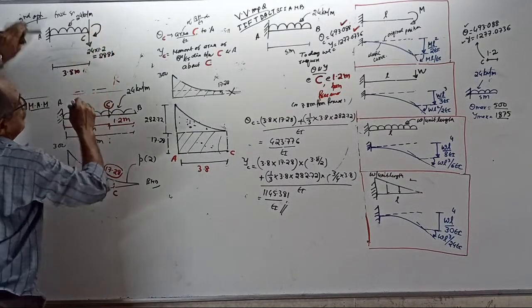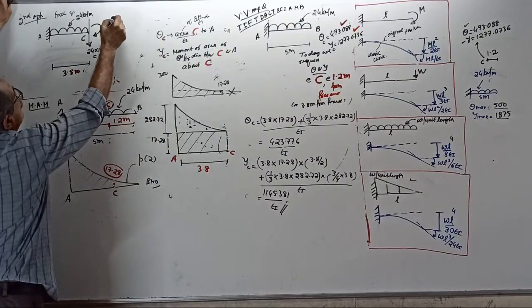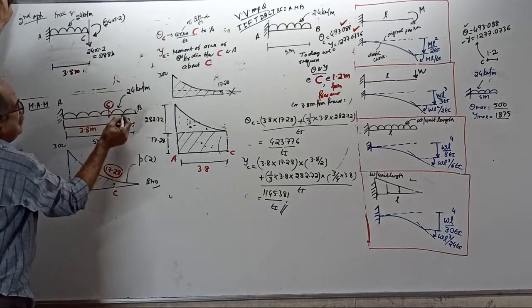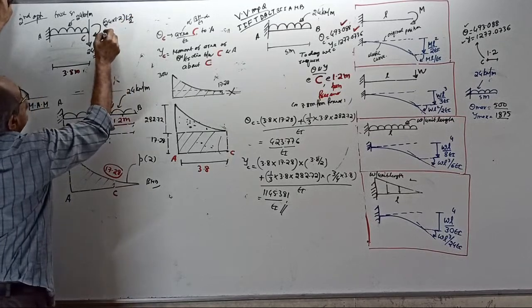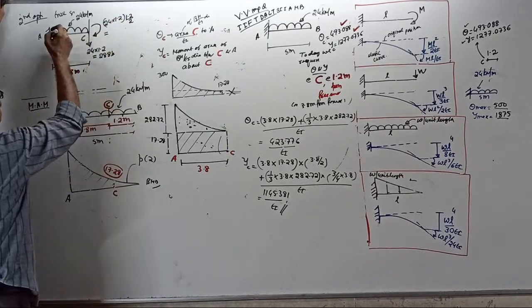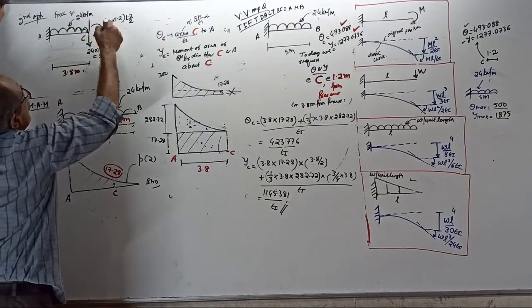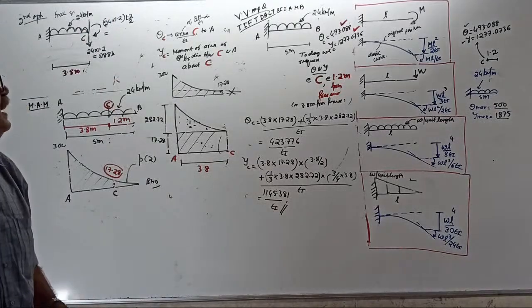How much couple will come? 24 into 1.2 is the total load from the removed portion, into the center, which is 1.2 by 2. Tell what is that couple. Now you got a UDL, one point load and one couple. From the removed portion, apply a couple.